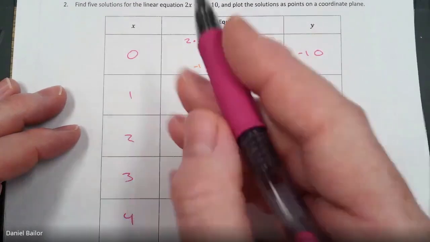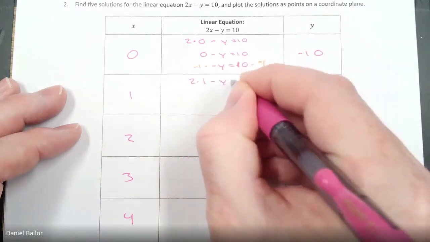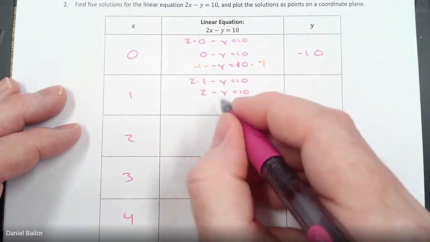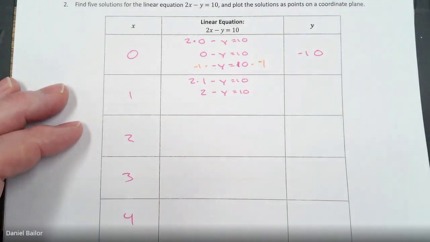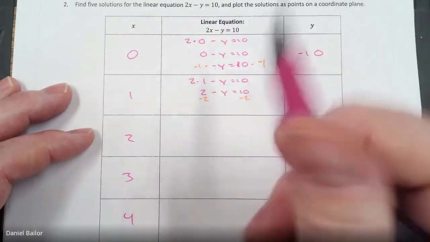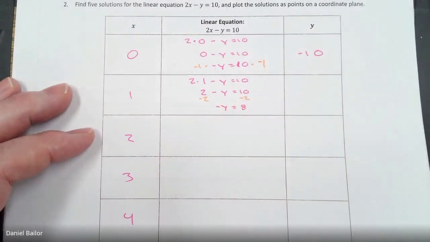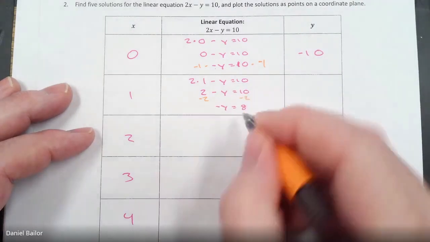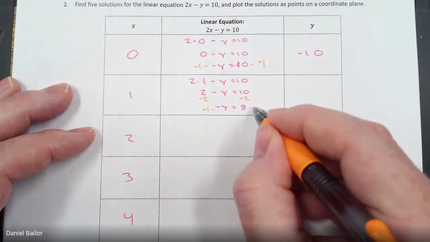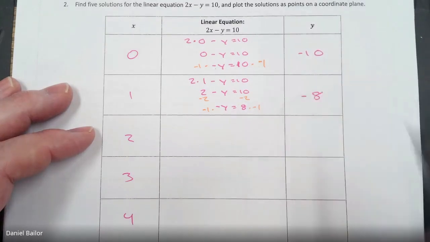That's not a problem. Now we have x is 1, so we could do 2 times 1 minus y equals 10. That's 2 minus y equals 10. Remember the subtraction property of equality? We do minus 2 on both sides. That gives us negative y equals 8. And again, because y is negative, let's multiply by negative 1. The multiplication property of equality tells us we do 8 times negative 1. So y turns into negative 8.